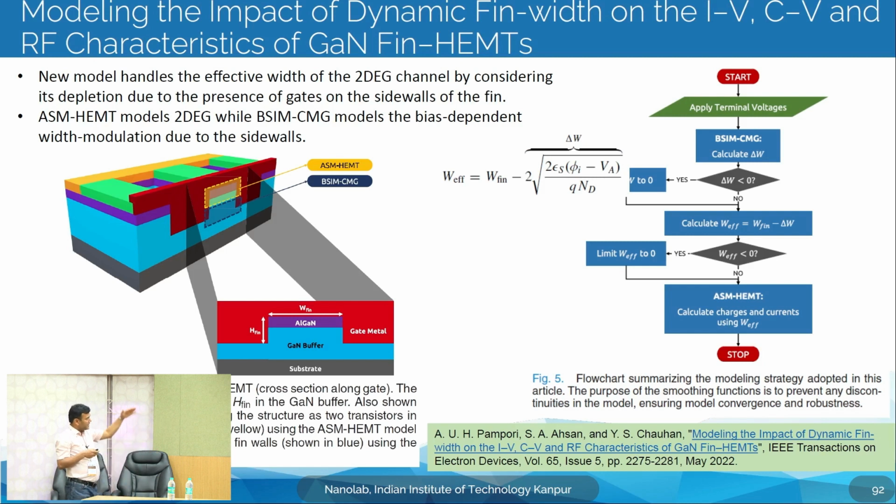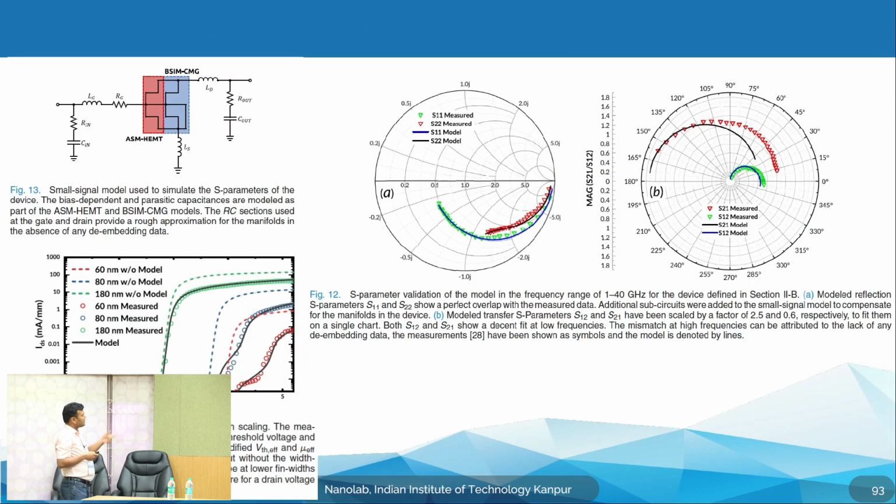So, this we have put there ourselves and then combined these 2 models. This is how the flow is: you have BSIM CMG calculate the change in delta W, and then you calculate the W effective, and then the ASM HEMT will calculate the current part, right. So, you have ASM HEMT and BSIM CMG connected in parallel, making sure the depletion width modulation is taken care of, and then you need gate resistance and inductances for properly modeling the RF part.